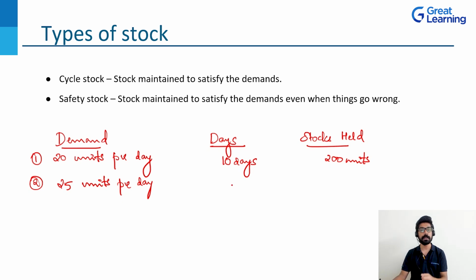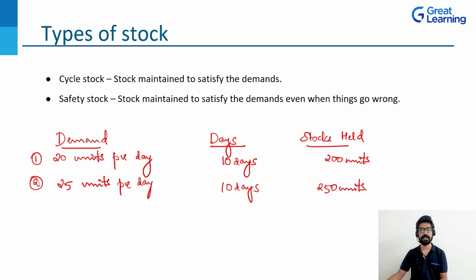And you will be knowing that the orders will be arriving only after 10 days. So each 10 days, you will be getting the orders. So even if you are getting the order after every 10 days, you will be having only 200 stocks, right? Because you have ordered only for 20 units for 10 days, that is 200 units. But now the demand has gone high. That is 25 units per day for 10 days would be 25 into 10, that is 250. That is, the stocks which are to be held are 250.